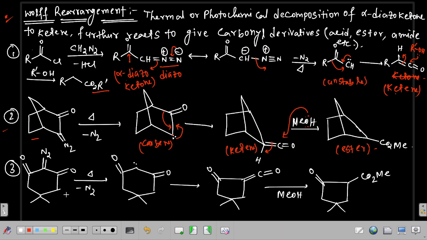Next, this is a diketone. This is diazo.